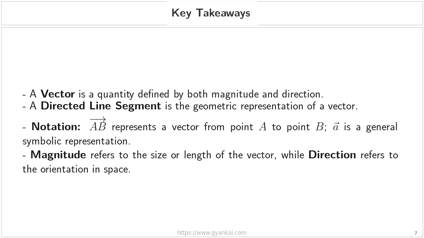Finally, keep these two components distinct in your mind. Magnitude refers specifically to the length or the how much of the vector, while direction refers to its orientation or the where in space it is pointing.